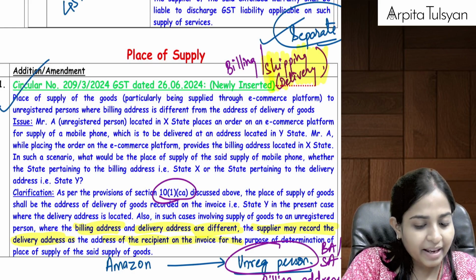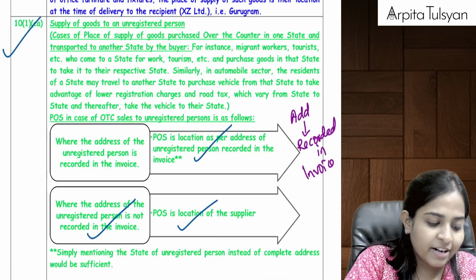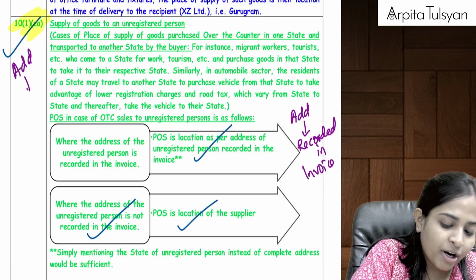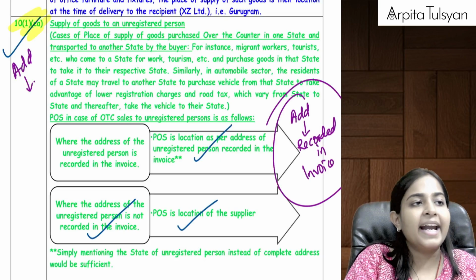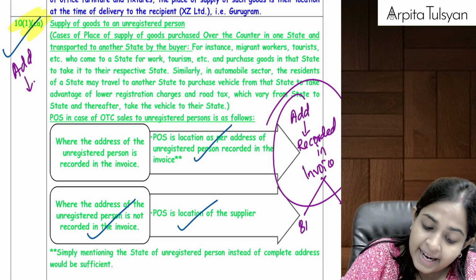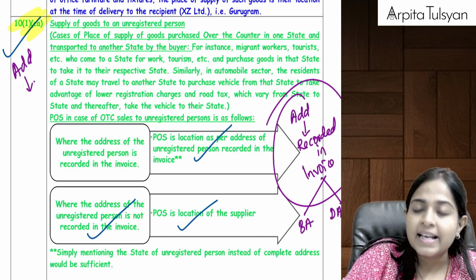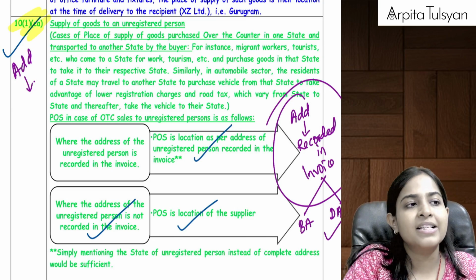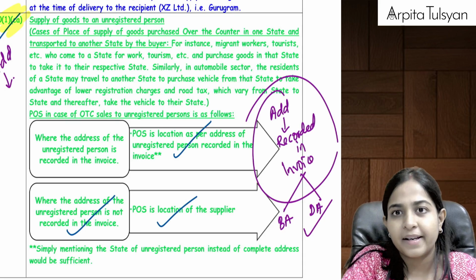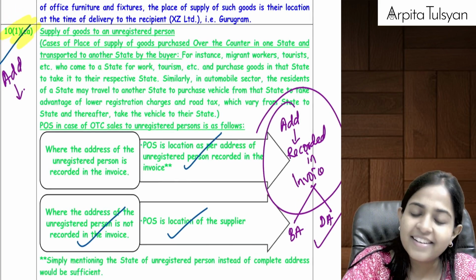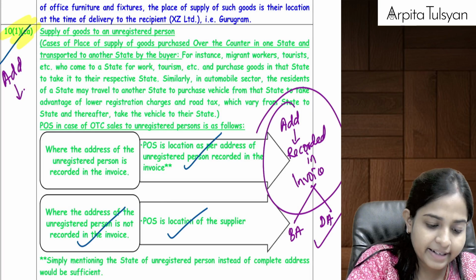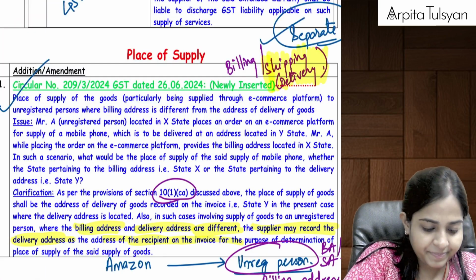Okay. So what we studied in 10.1 CA is the address which is recorded in the invoice. I've written here: the address which is recorded in the invoice is relevant. But what if billing address as well as delivery address both are recorded? Then delivery address will be considered as the main address for the purpose of place of supply. I hope I'm very, very clear till here, everyone.